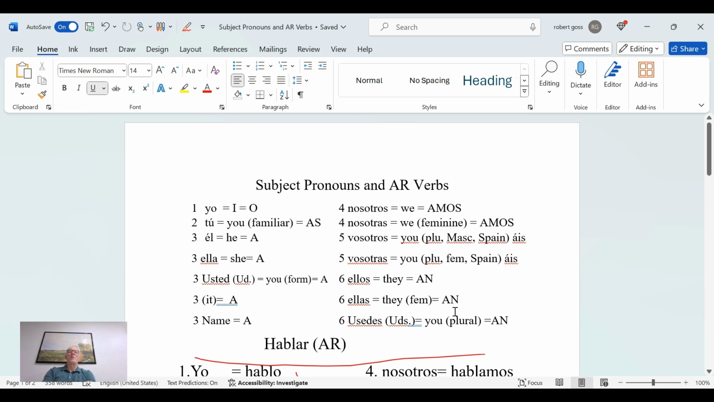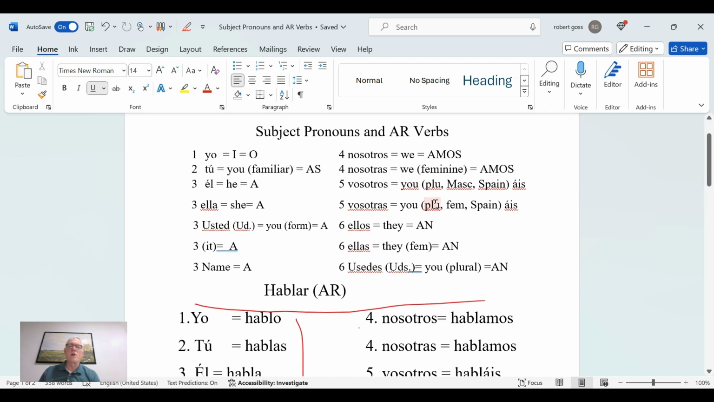We're going to learn the subject pronouns with the AR verbs. In Spanish, there's 3 types of verbs. If you were going to look up a verb in a dictionary, every verb would end in the letters AR, ER, or IR. The AR verbs are the most common; there are probably more AR verbs than the other 2 kinds of verbs.